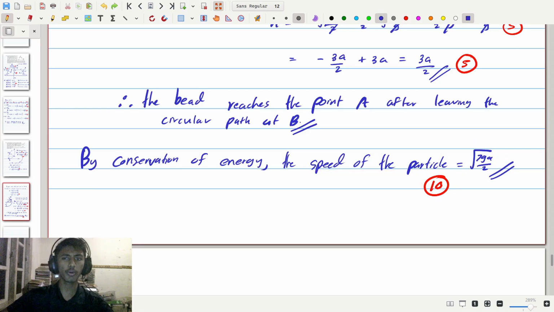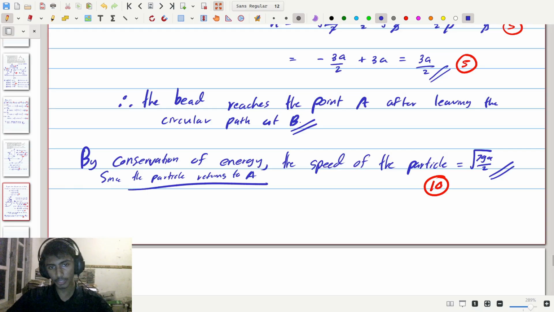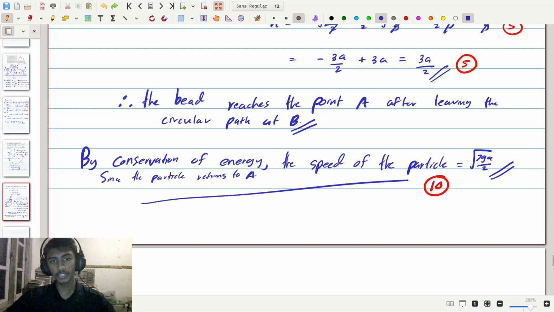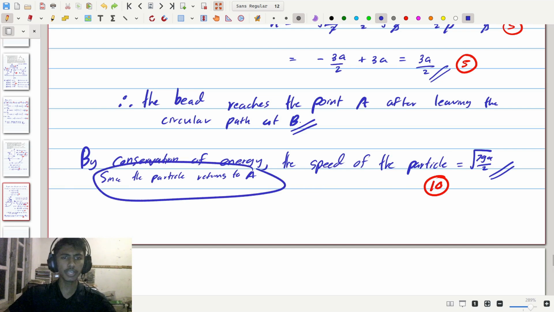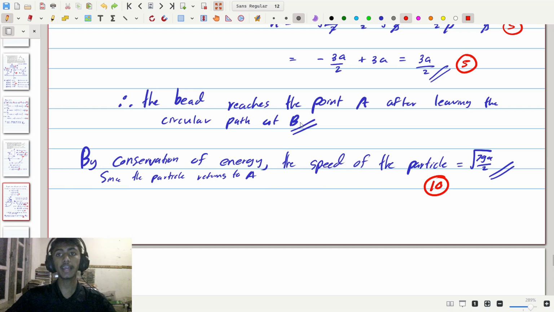Now additionally, you could have also said by conservation of energy, maybe something like since the particle returns to A or something like that. You could have written something like that, but in the actual marking scheme it doesn't give that much detail, which is why I just wrote this sentence. But ideally I would like some more detail like this. So anyway, that gets you 10 marks, and that is the end of this question.